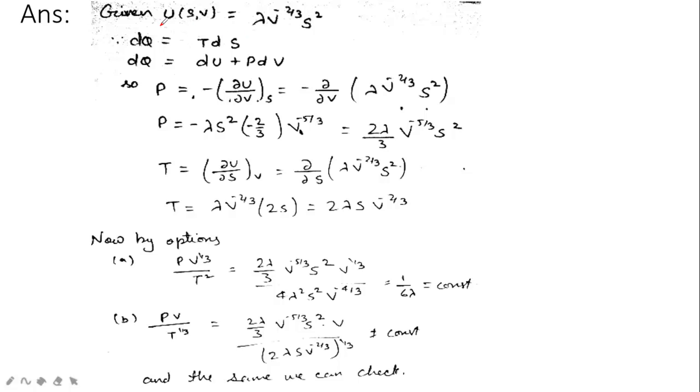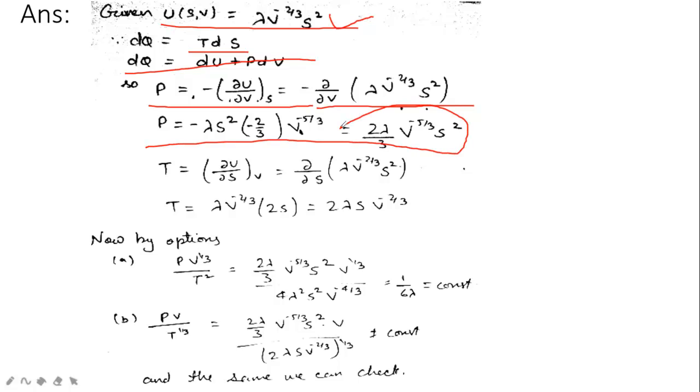We have given U, which is lambda V raised to the power minus 2 by 3 S square. We know dQ equals dU plus PdV, and dQ is TdS. So from here P is minus del U over del V at constant entropy S. So just put the value of U, which is given in the question here, and you can solve this for P. So you will get P equals 2 lambda by 3 V raised to the power minus 5 by 3 S square.